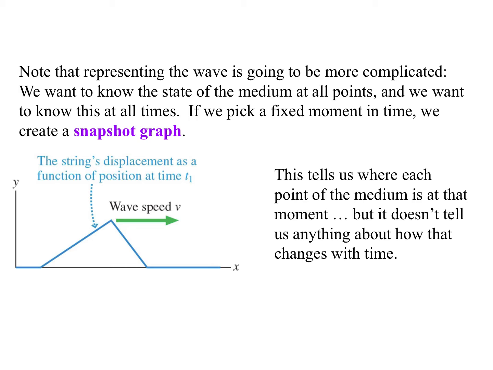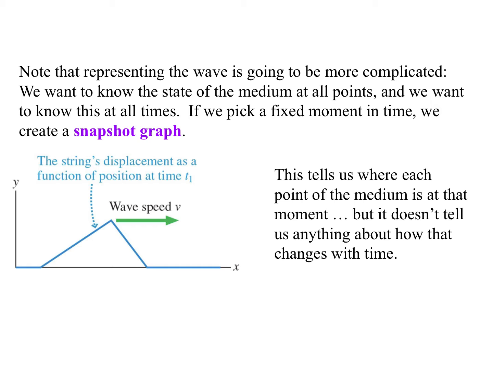If we pick a fixed moment in time, we create what's called a snapshot graph, because it's like a snapshot of a picture. The idea here is that we plot the shape of the medium as a function of position along the medium at some particular moment in time. So we say that we take a flash with our camera and our string or whatever is distorted in this shape at that moment.